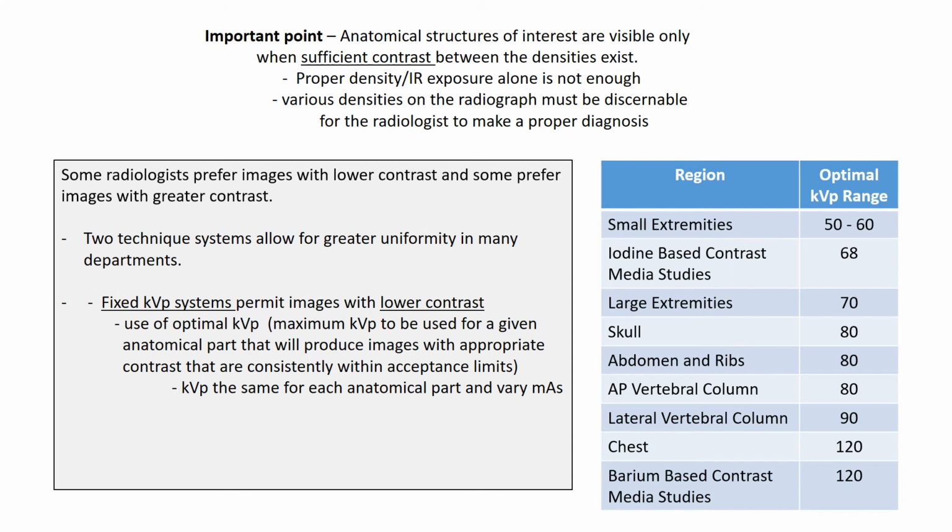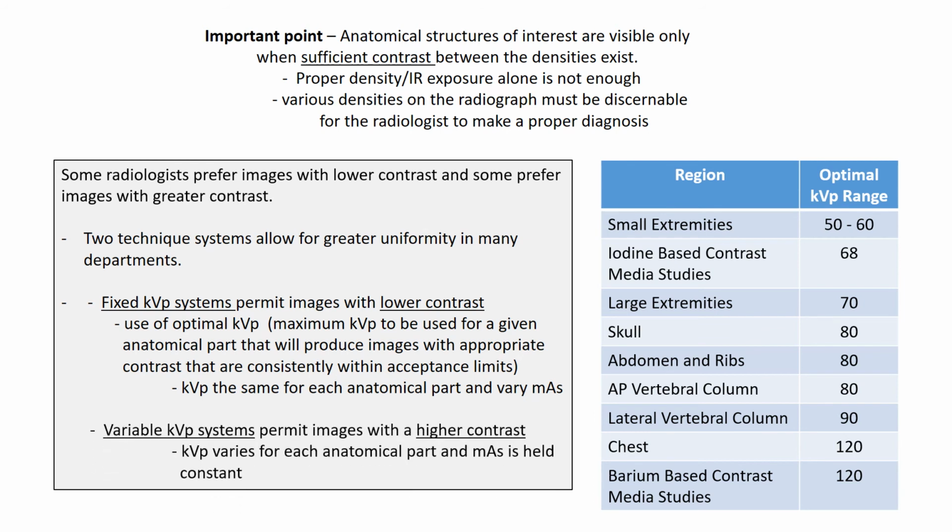So when we use a fixed kVp system, the kVp is the same for each anatomical part, and we vary the mAs. Over on the right is a chart. You've seen this before. Small extremities, we use about 50 to 60 kVp. Iodine-based contrast media, we don't want to go much above 69. Large extremities, 70. Skull, 80. Abdomen, ribs, 80. AP vertebral column, 80. Lateral vertebral column, we've got to increase because now it's a little bit thicker when we turn them on the side, 90. Chest, 120. And barium-based contrast media studies also at 120.